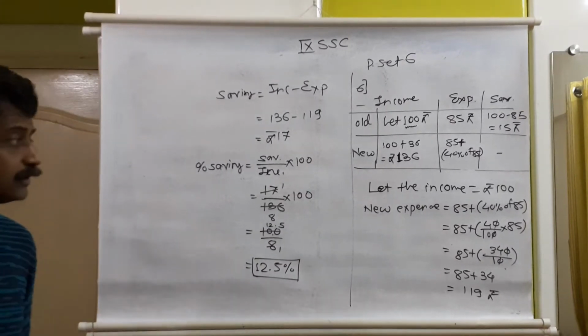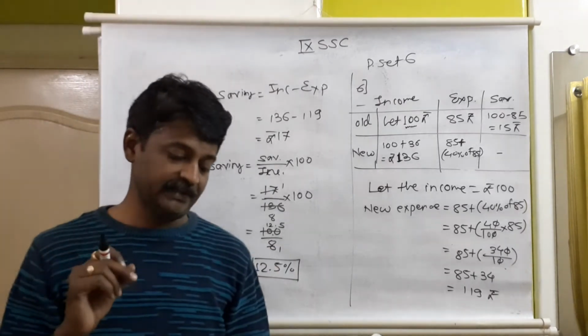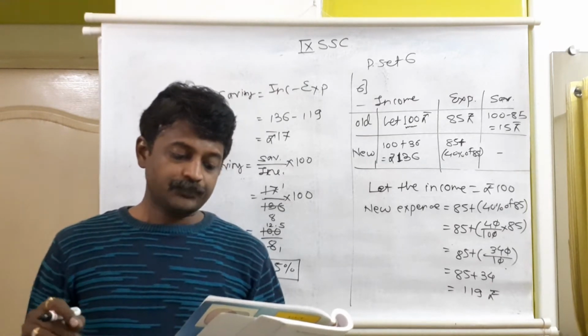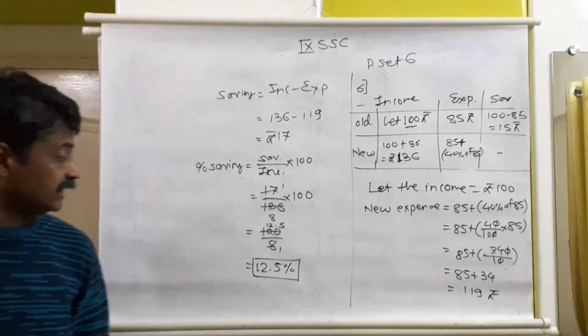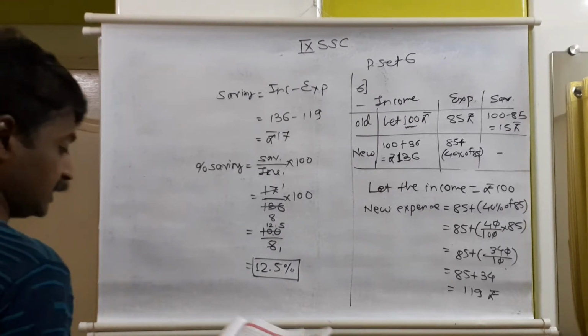So as it is a word problem, the final answer we can write in the form of a sentence: Mr. Kailash will save 12.5% as new savings. I will just go through this solution again, then we can continue with star sum number 7.